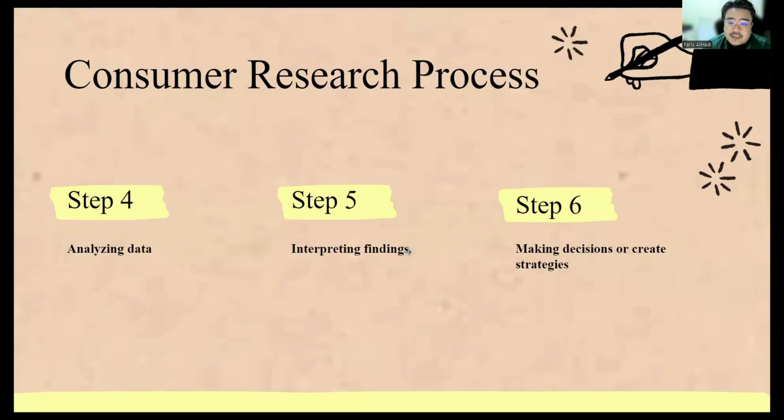Step 5 is interpreting and presenting findings. We interpret the results within the context of our original question. This insight needs to be presented in a way that makes sense to the stakeholders. Last but not least, the last step of the consumer research process is marketing decision making. Finally, the findings guide key business decisions, whether it's launching a new product, repositioning a brand, or adjusting a pricing strategy.